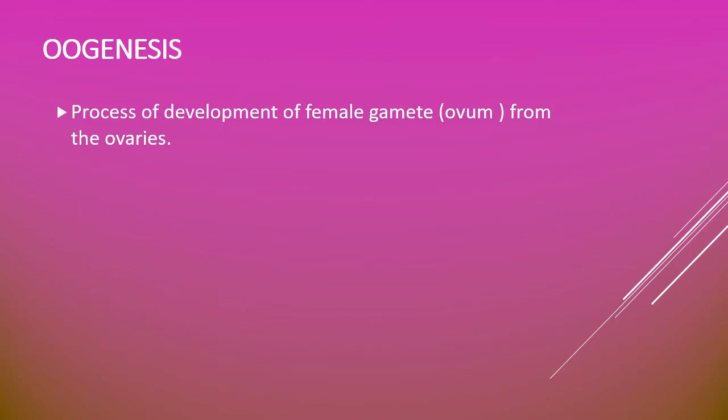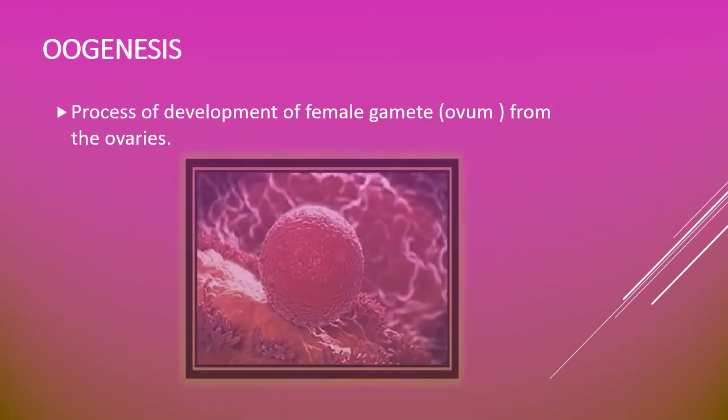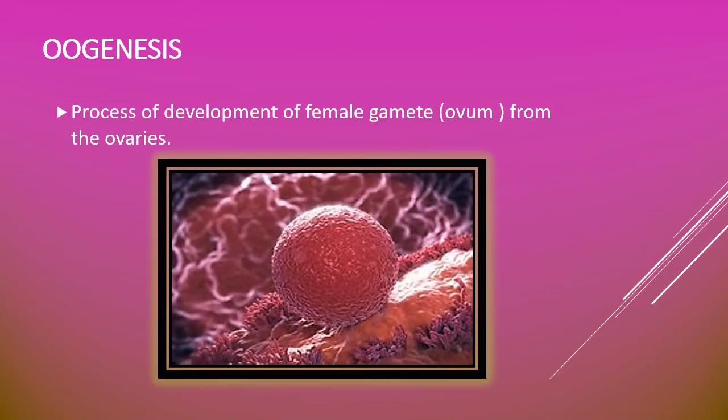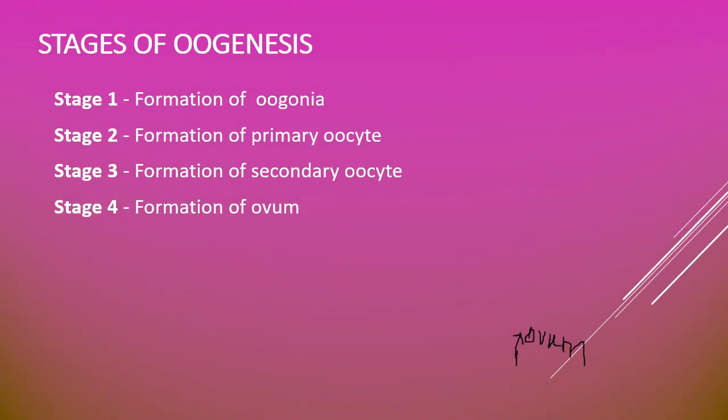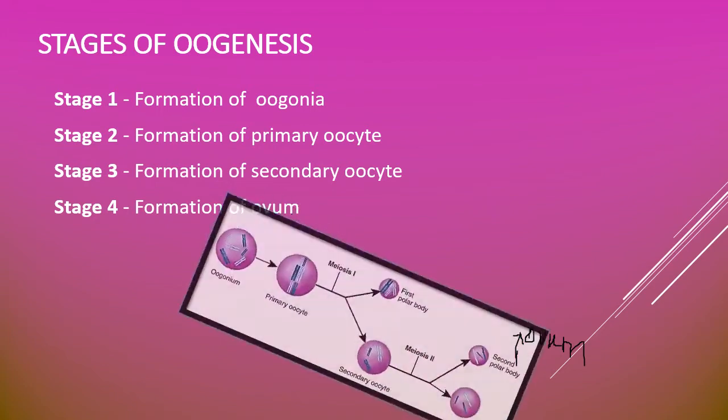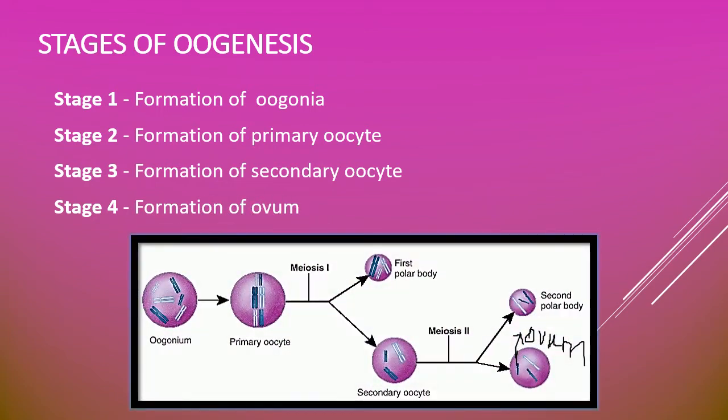What is oogenesis? Oo means ovum. Genesis means formation. It is the process of development of the female gamete, namely ovum, from the ovaries of the female reproductive system. There are various stages in the development of ovum. They are formation of oogonia, formation of primary oocyte, formation of secondary oocyte, and formation of ovum.